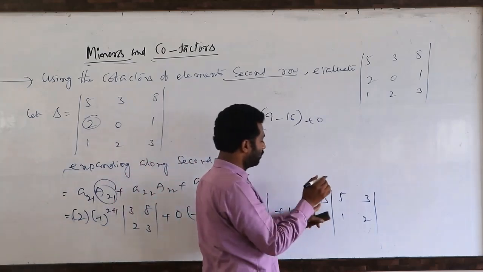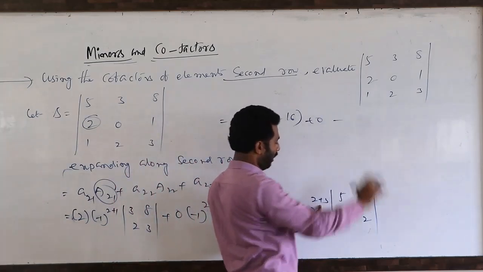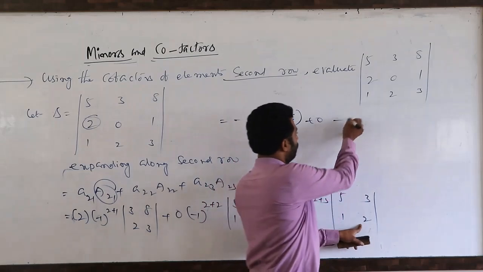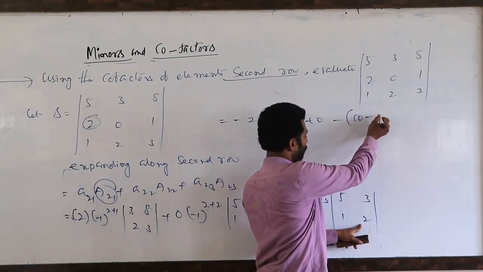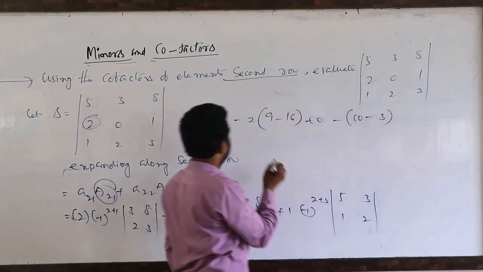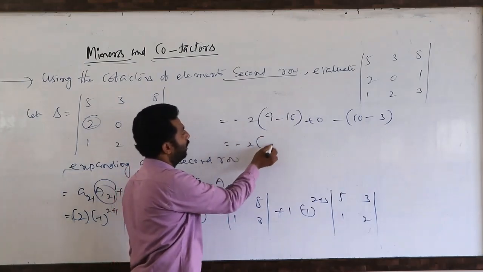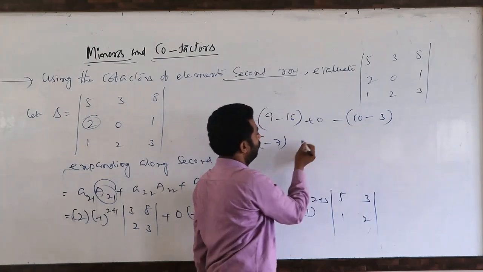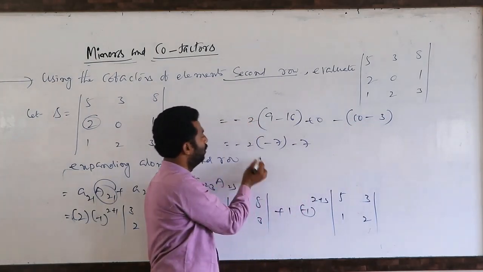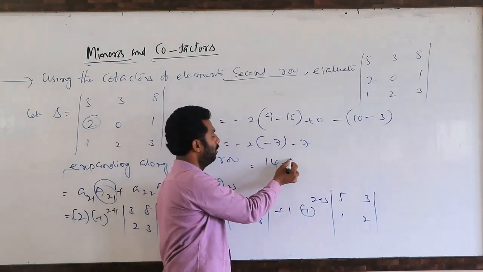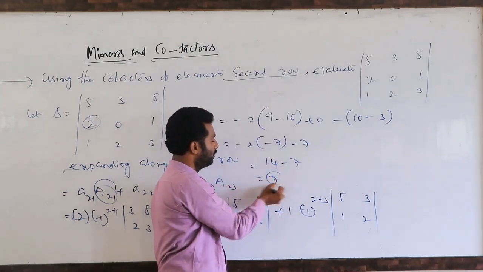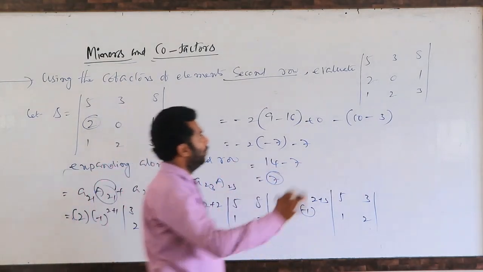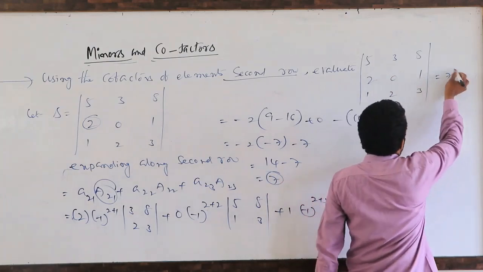Plus, this is minus 1 whole power of 5, which means minus. This is 10 minus 3. How much is it? Minus 2 into minus 7. 10 minus 3 means minus 7. So this is 14. Minus 7 is nothing but 7. So the value of this determinant is also 7.